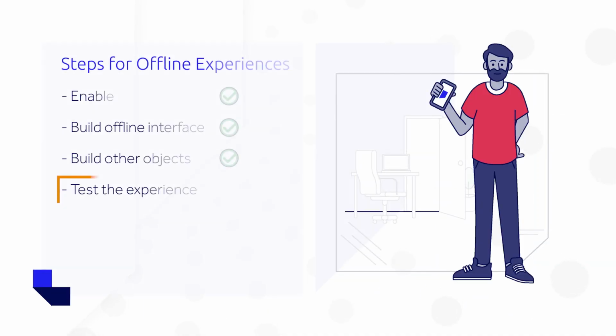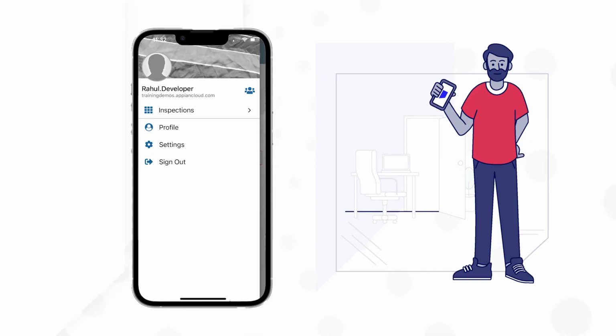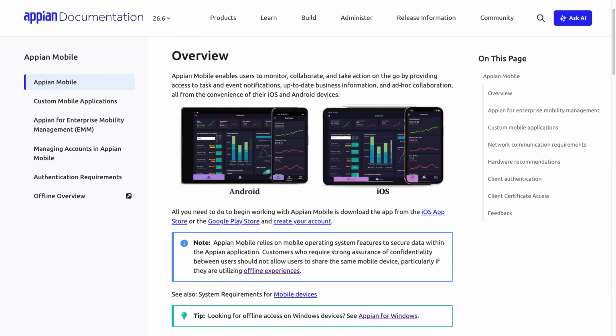The last step we will cover is testing. Offline experiences are compatible with the Appian Mobile and Appian for Windows apps. To test an offline experience, you need to do so from your mobile or Windows app. Using your computer or mobile device's web browser is not sufficient, as it would not use the offline evaluator. In this video, we will focus on testing using the Appian mobile app. Testing the experience using a mobile device on the mobile application will mimic your user's real-world experience.